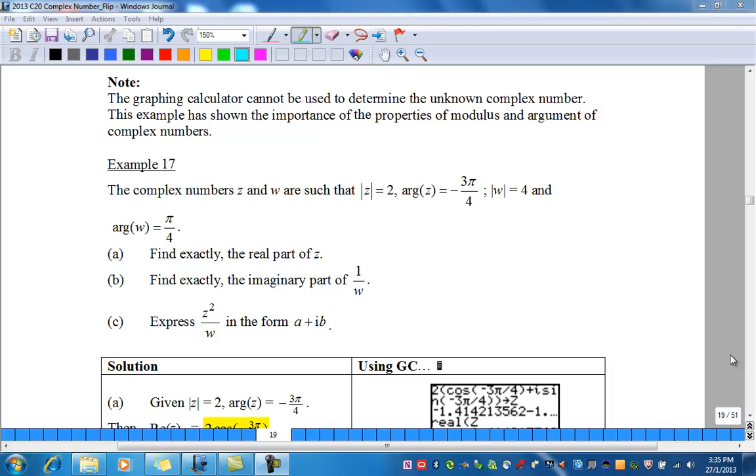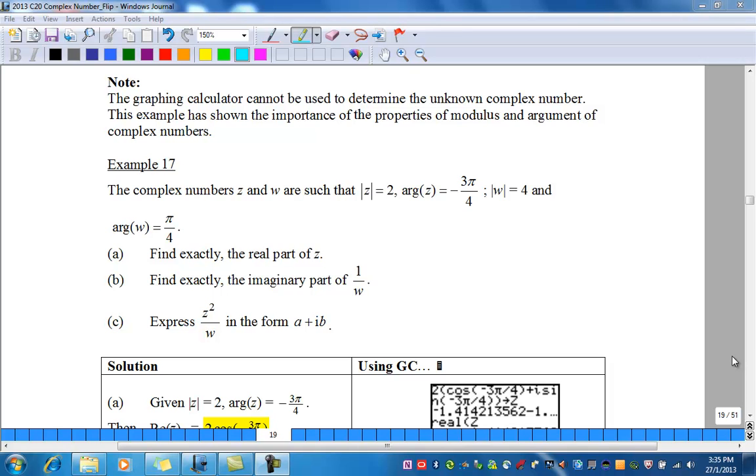Example 17. The complex numbers z and w are such that modulus of z equals 2, argument of z equals minus 3 pi over 4. Modulus of w is 4 and argument of w equals pi over 4. Part A. Find exactly the real part of z. B. Find exactly the imaginary part of 1 over w. And part C. Express z squared over w in the form a plus ib.